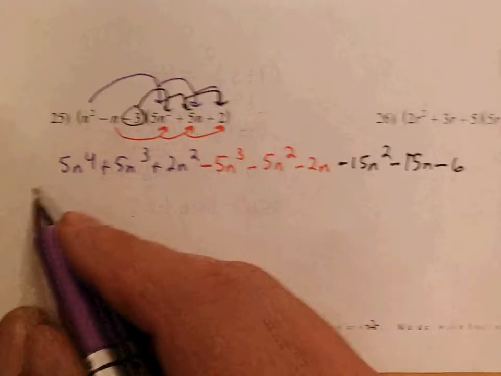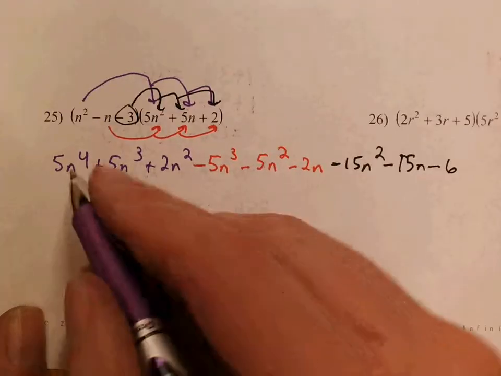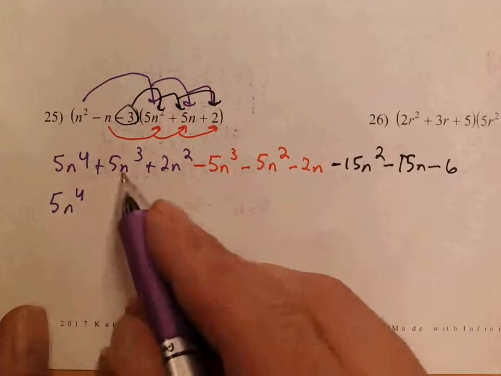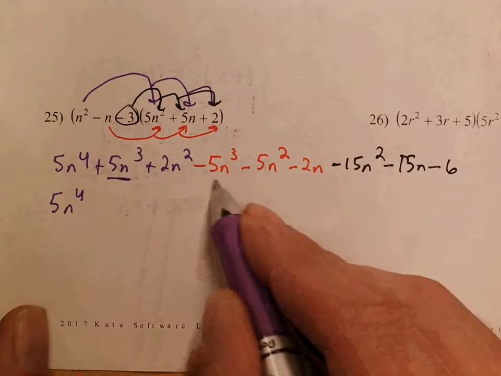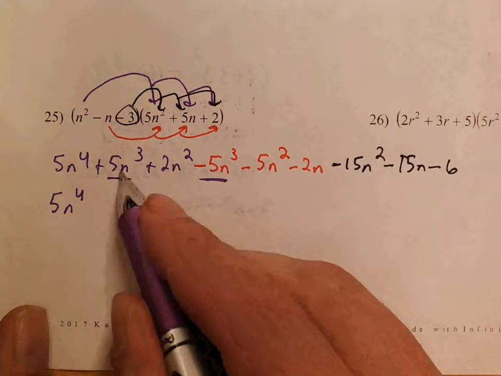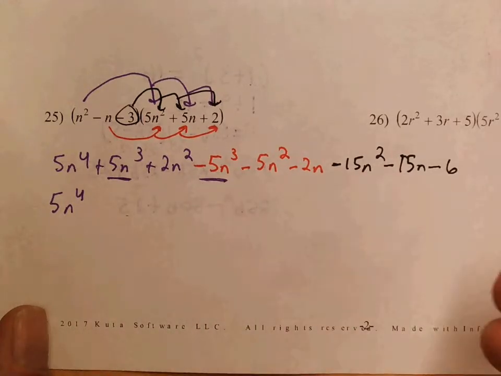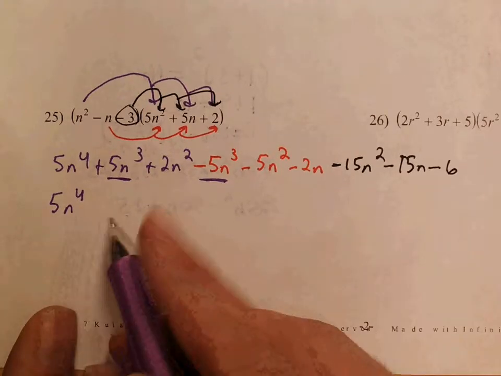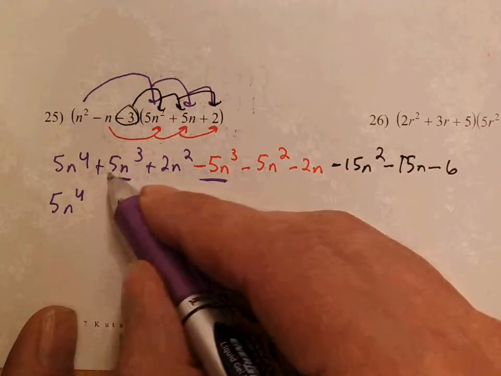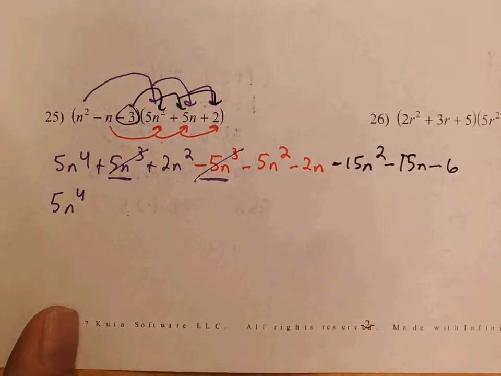There are no other n to the fourths, so we can just bring that down. 5n to the fourth. There are 2n to the third terms, and so we can add these together. 5n to the thirds minus 5n to the thirds is 0n to the thirds. 0 times anything is 0, and we're not going to write that down. There just won't be any n to the thirds. So they kind of cancel out. You can think of it that way.